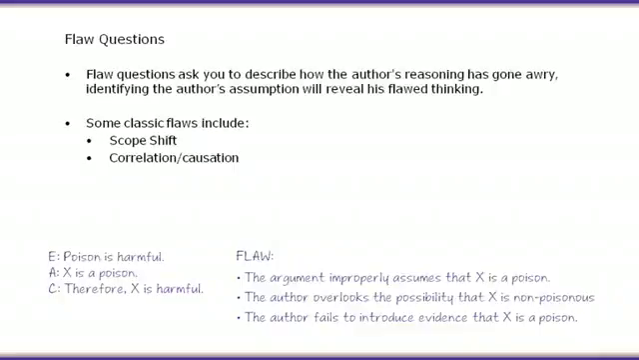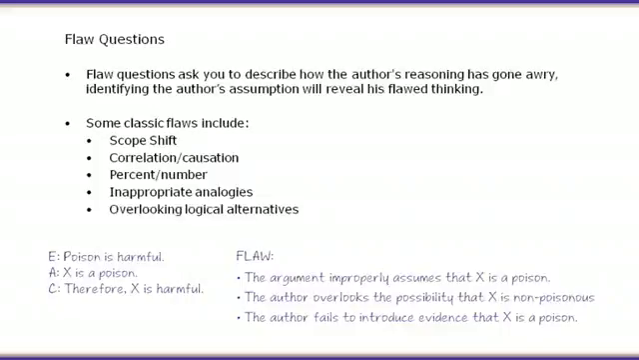It's also common for a critical reasoning stimulus to confuse actual numbers with information about percentages or ratios. Many GMAT arguments rely on inappropriate analogies. For instance, comparing two things that don't make logical sense to be compared. Another classic flaw is to overlook logical alternatives. And the last classic flaw you should know about involves inappropriate conflation or distinction of terms.